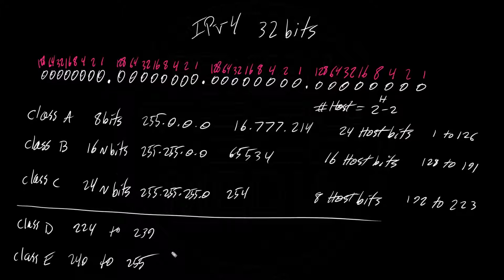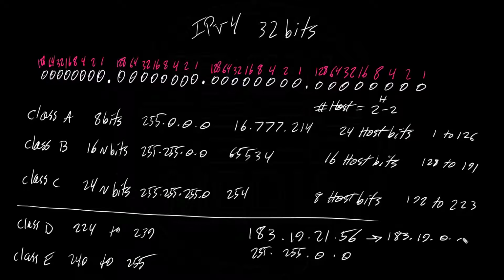So when we see an IP address, let's say 183.19.21.56, what class is this? 183 falls into what range? Class B, between 128 and 191. So 183 is class B, and the class B default subnet mask is 255.255.0.0. And the network address for this IP address would be 183.19.0.0 according to the default subnet mask.